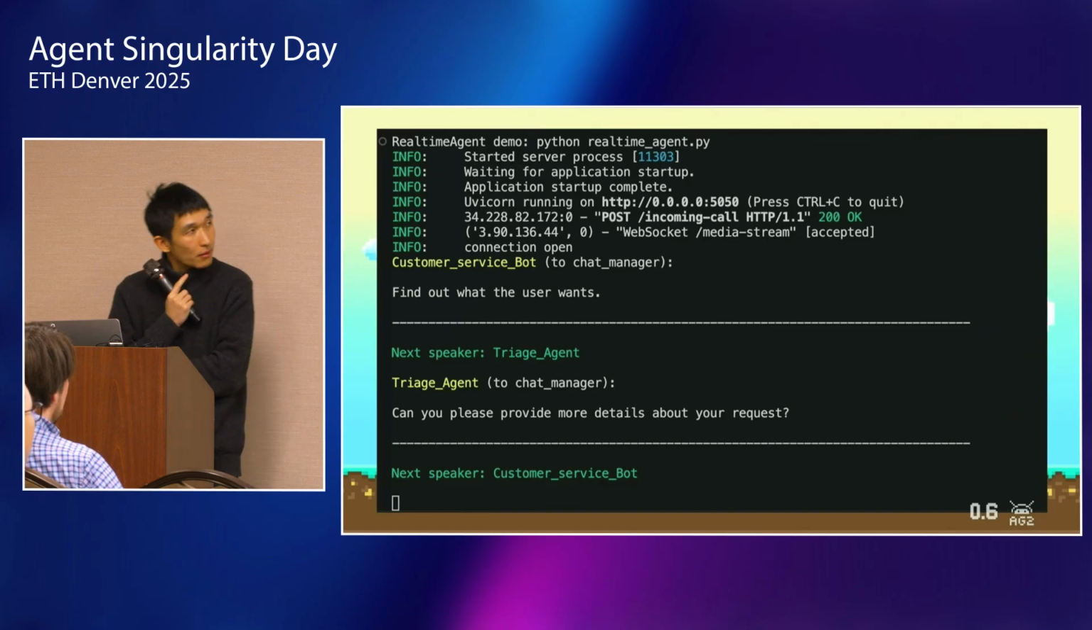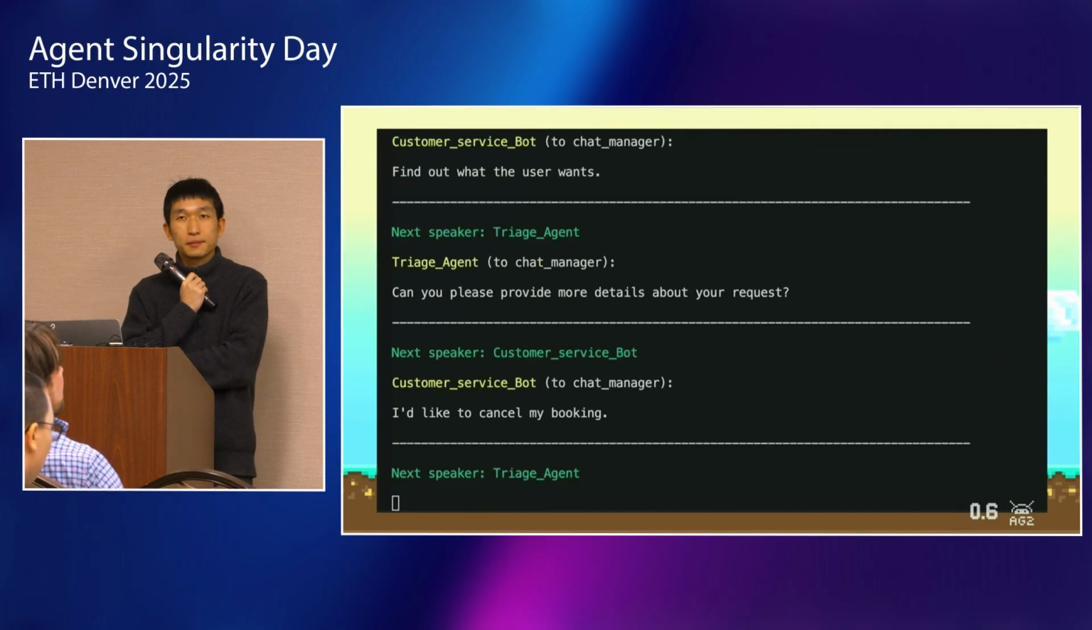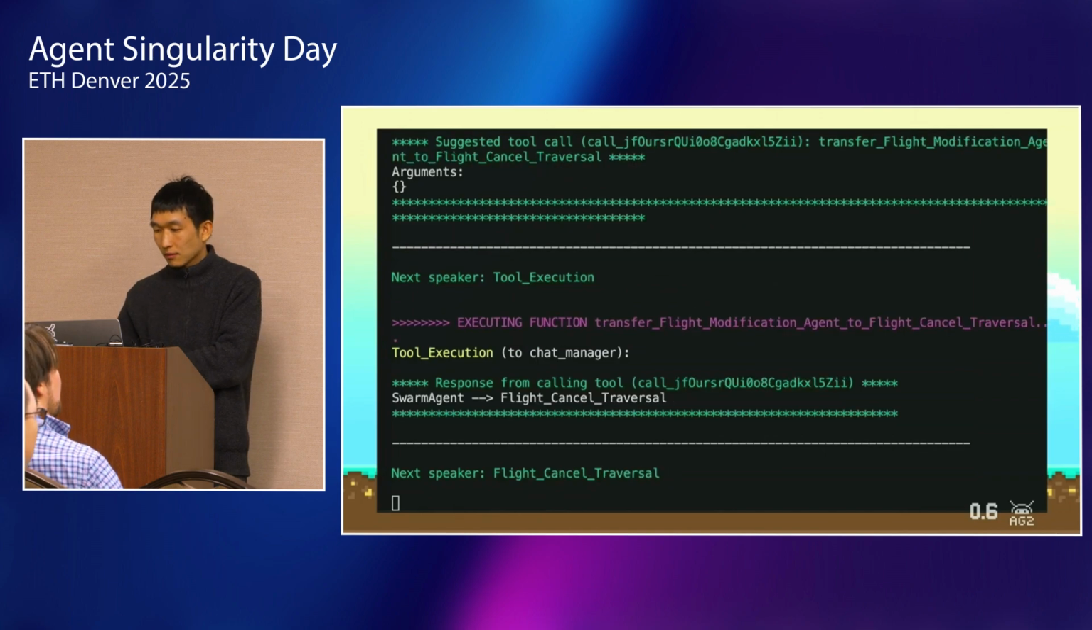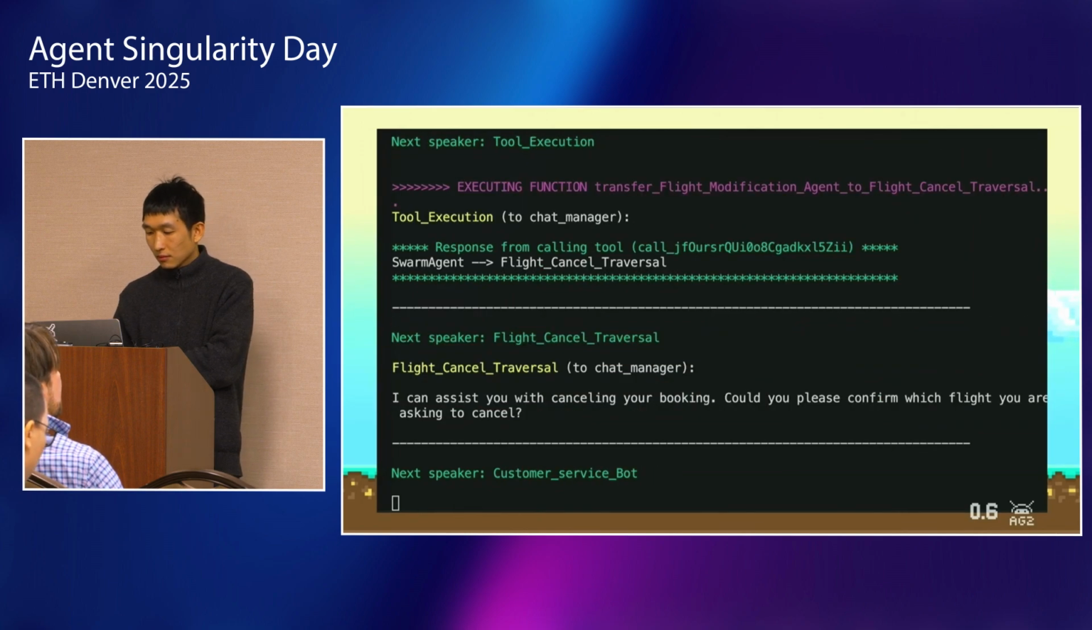I would like to cancel my flight. Your request to cancel the booking has been noted. I can assist you with canceling your booking. Could you please confirm which flight you are asking to cancel? Flight 123.